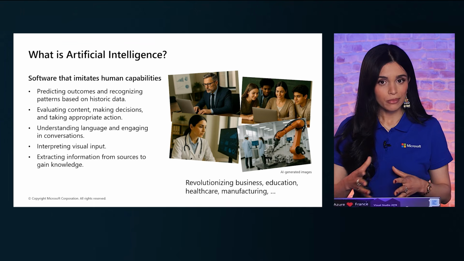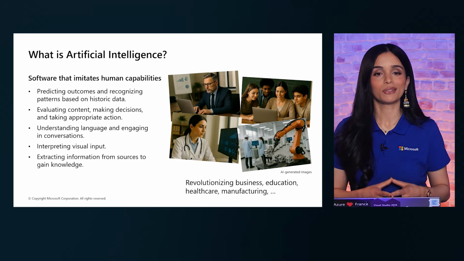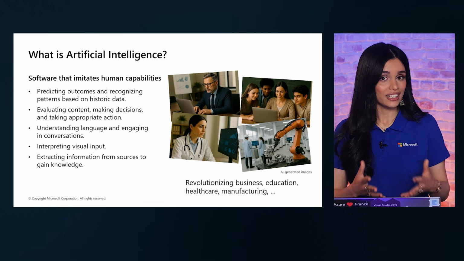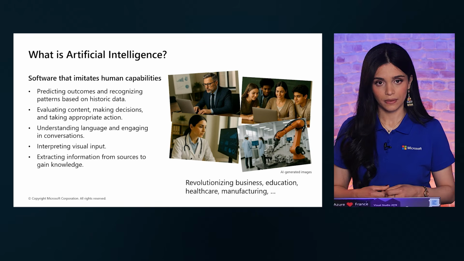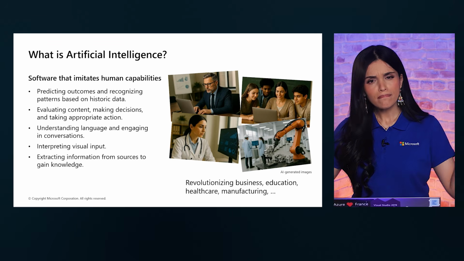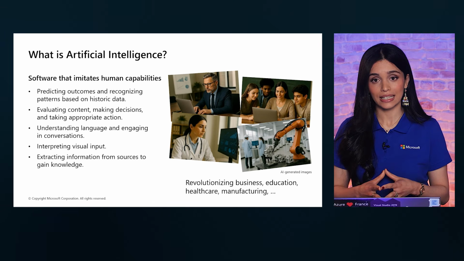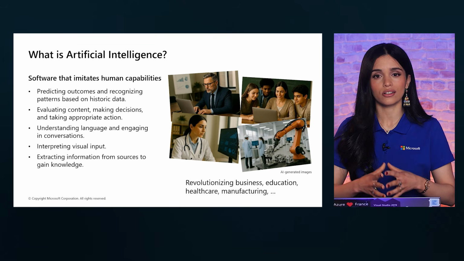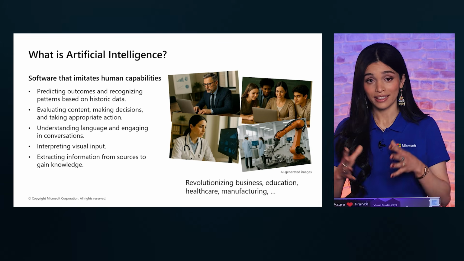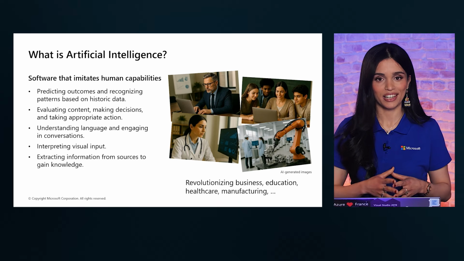AI can also understand images and visuals, like unlocking your device with your face, scanning a document with your phone, or analyzing images in healthcare. All these rely on AI recognizing visual patterns. And finally, AI is great at finding insight in massive amounts of information. That's why it's transforming how businesses make decisions, how students learn, how doctors diagnose, and also how factories operate. That's AI, not magic, just smart systems learning from data and helping us every day.